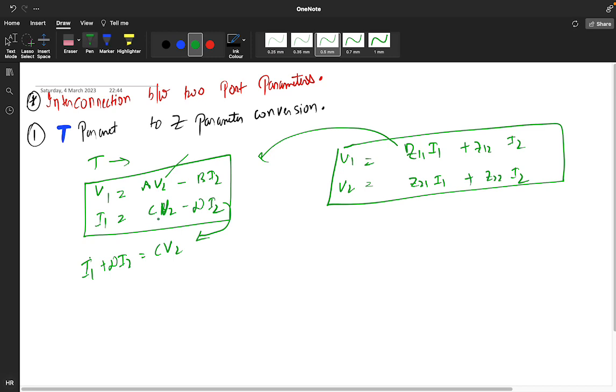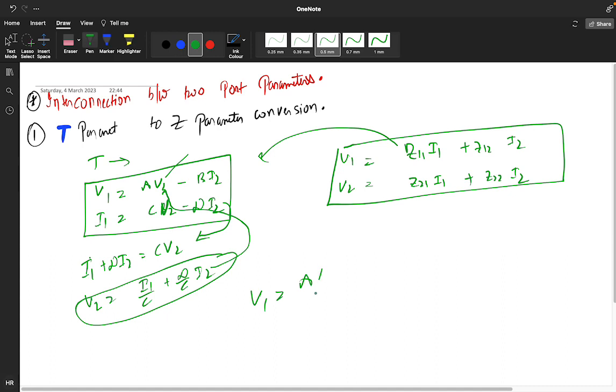Everyone getting this? CV2 is equal to I1 plus DI2. What is the value of V2? I1 by C plus D by C into I2. Clear? Anis, it's clear? We are getting the V2 value as I1 by C plus D by C into I2. Yes, sir. And this value we can substitute in this form, V1 is equal to A times V2, that is I1 upon C plus D upon C into I2, minus B I2. Just solve the equation and see what you will get.